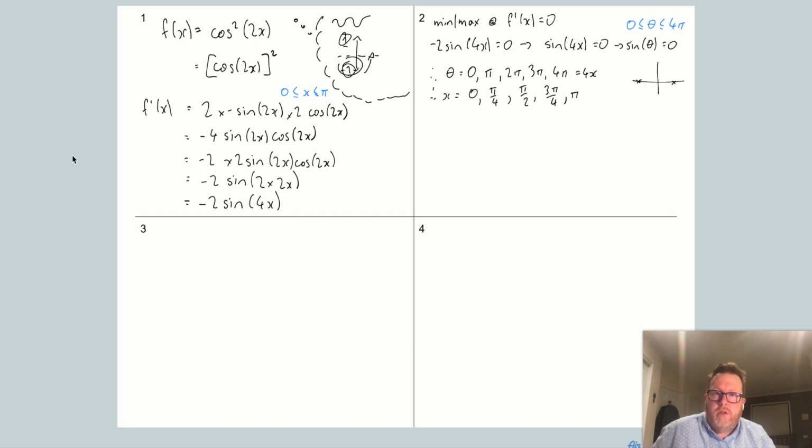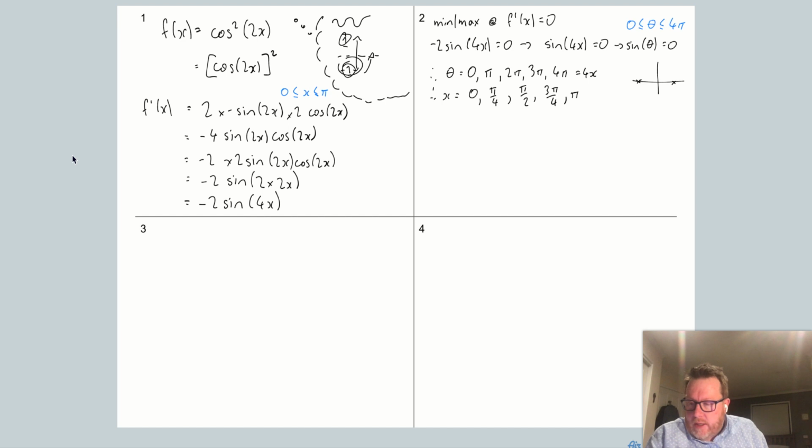So all of those are going to be min or max values. So that's fine. And we might note that 0 and pi are also the endpoints, because if we're going to graph between 0 and pi, we need to know the endpoints. If they weren't included in this list, then we'd have to do them separately, but they are, so we're all good to go.